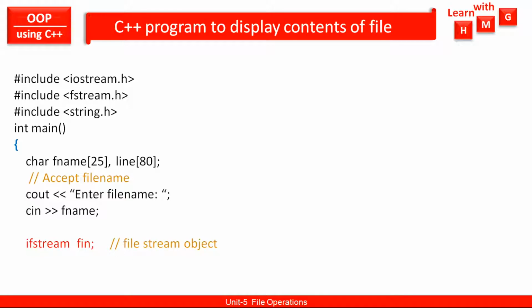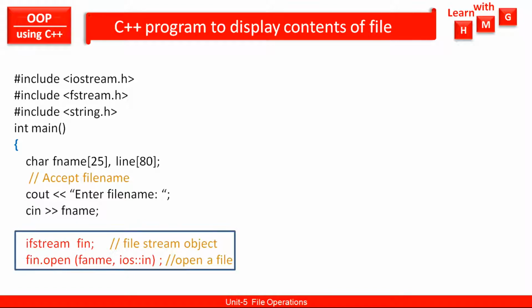First of all, create a file stream object of the ifstream class. So fin is the file stream object of the ifstream class because we are going to perform a read operation on a file. Using the fin stream object, open the file using the open function: fin.open fname, ios::in. So here the fname, that is the given file, will be opened in input mode. So this is the initial requirement to open the file in input mode.